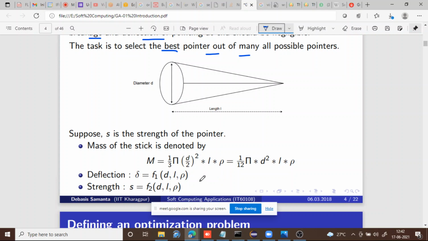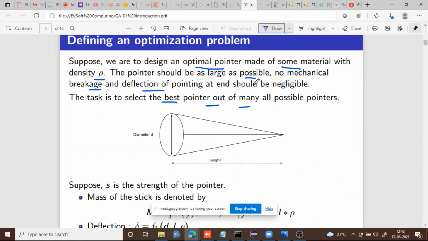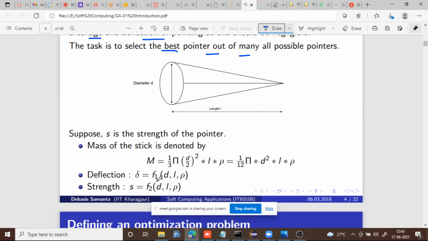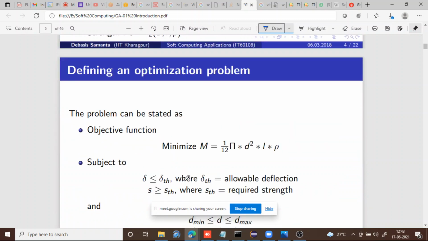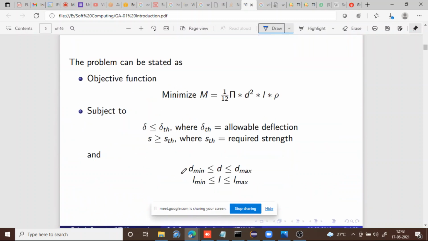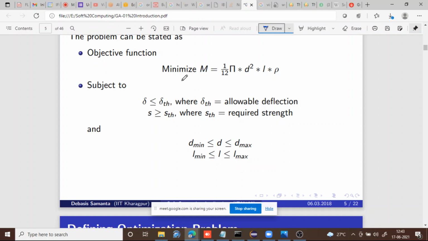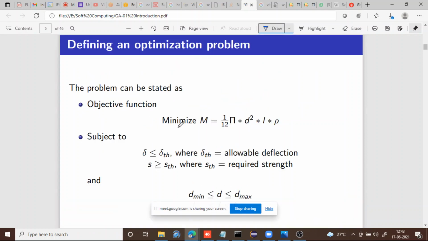Now, the question says that the deflection should be negligible. Deflection is given as a function like this, f1 of d, where d is the diameter, and L, rho. Strength is again given as a function of all these three parameters, right? So this can be written. So here, what do we want to do? We want to minimize.